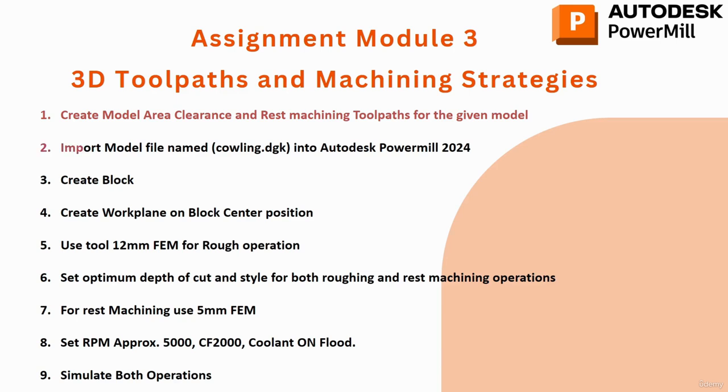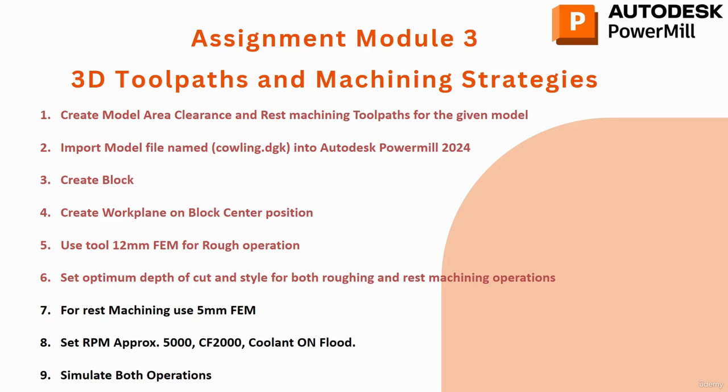Import the model file named cowling.dgk into Autodesk PowerMill 2024. You have to create a block, and create a work plane at the block center position. Use a 12mm flat end mill for the roughing operation. Set optimum depth of cut and style for both roughing and rest machining operations. For rest machining, use a 5mm flat end mill.